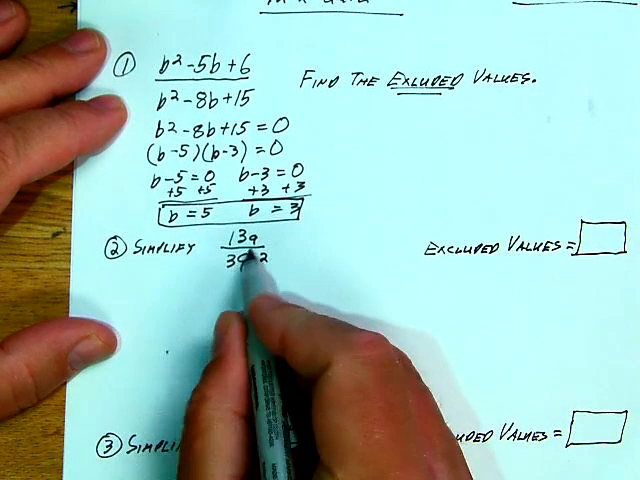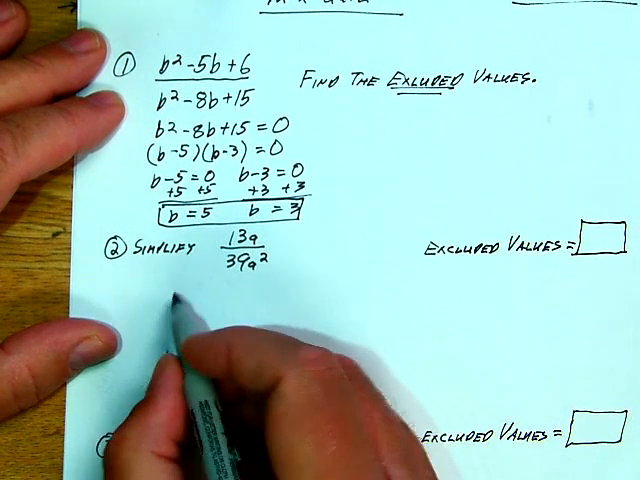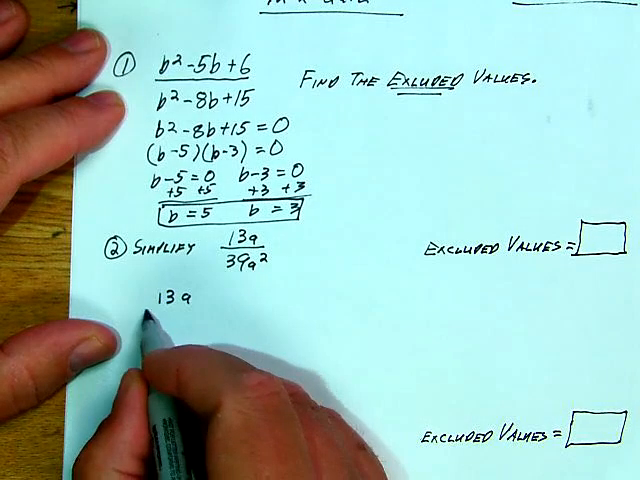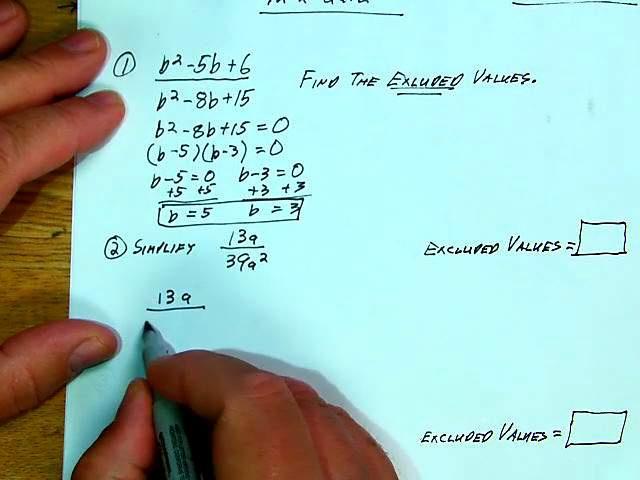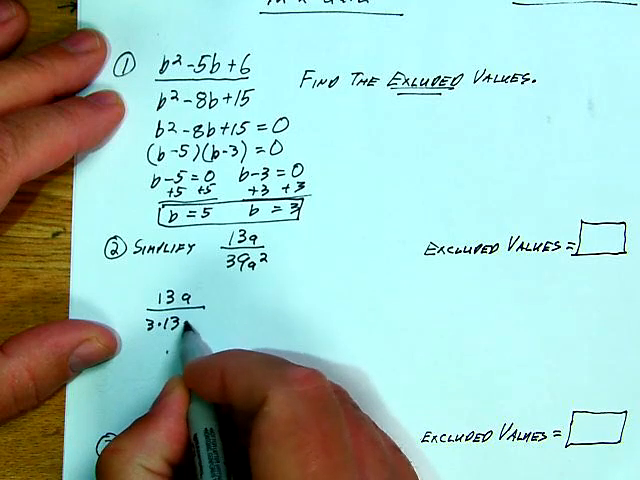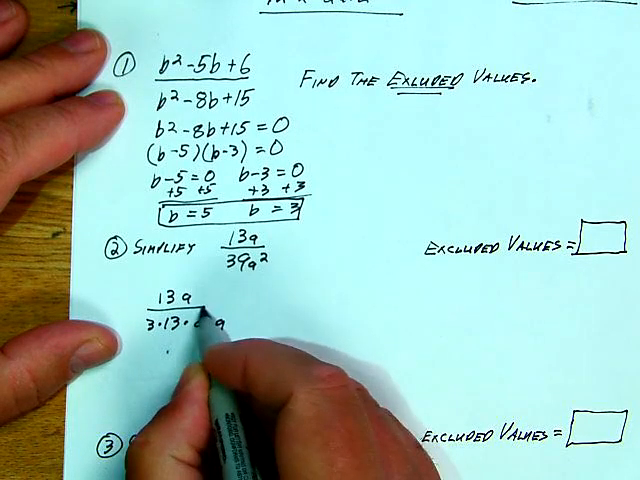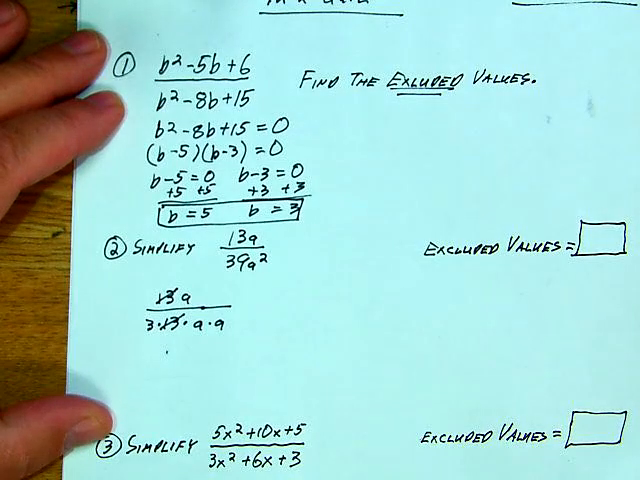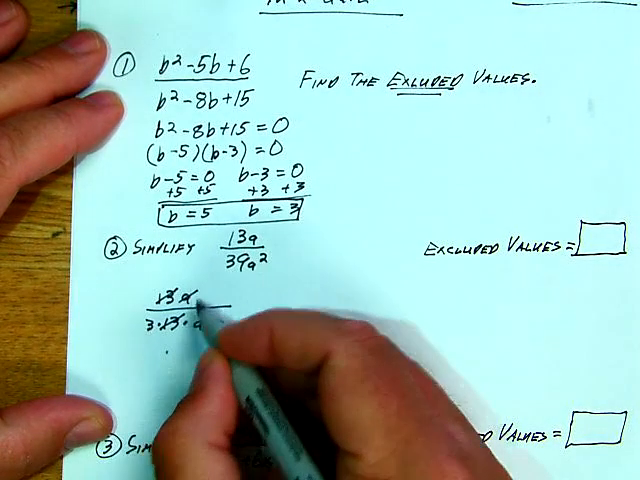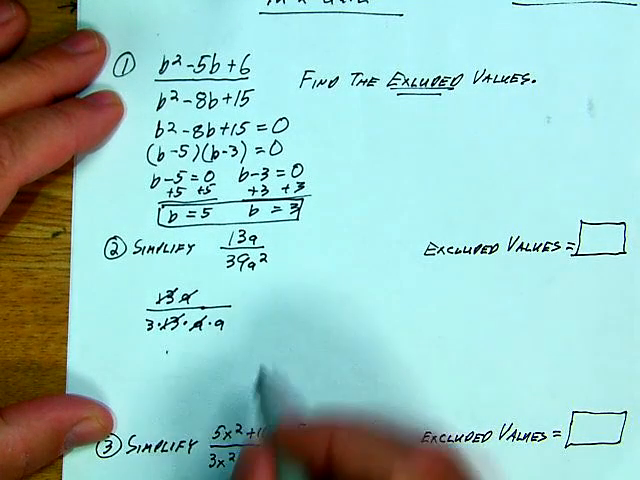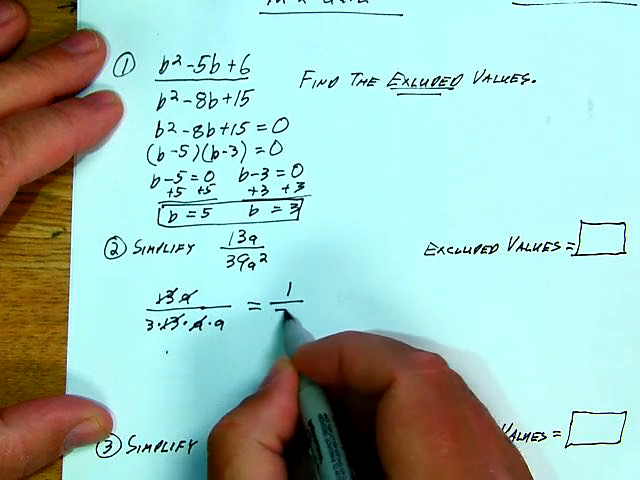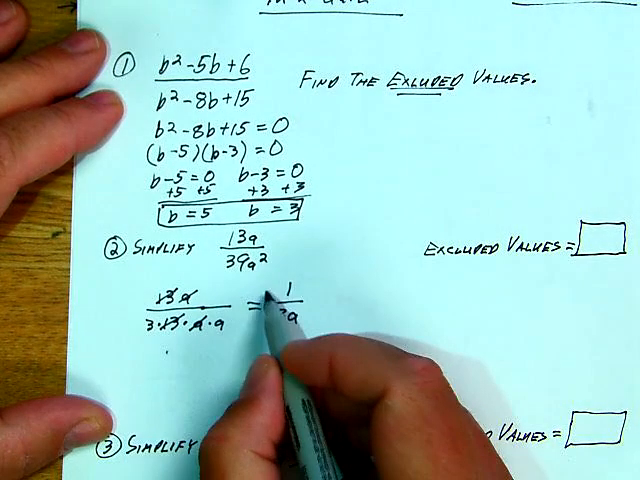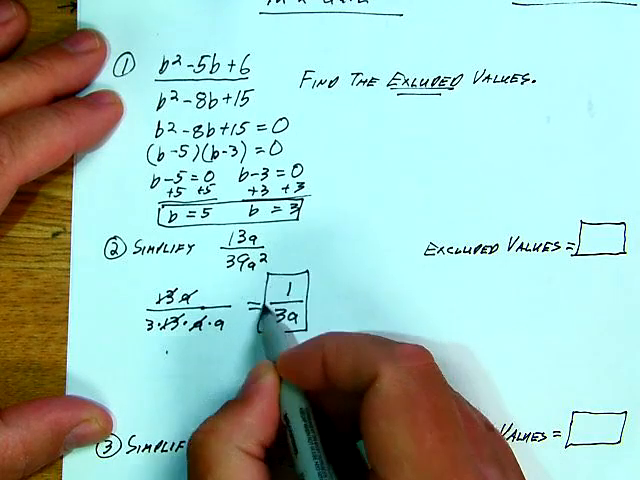I see that I can rewrite 13a. 13 is a prime number, and a doesn't prime factor, so that's good. 39a squared can be 3 times 13 times a times a. That means that the 13 and the 13 cancel out, and an a cancels out, and I'm left with 1 over 3a. And that is the simplified version.